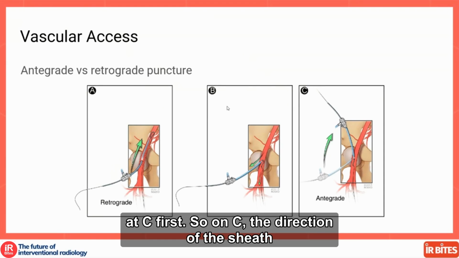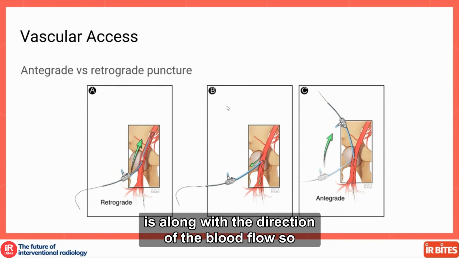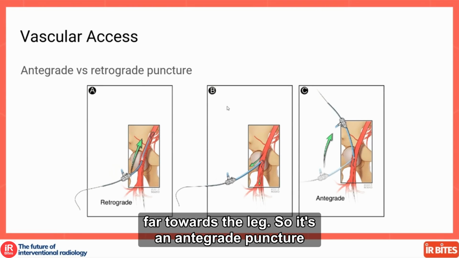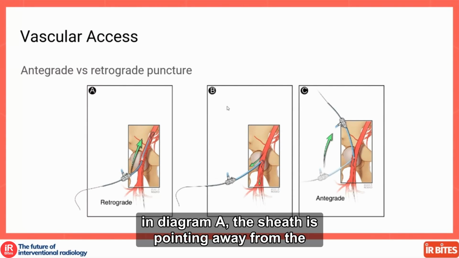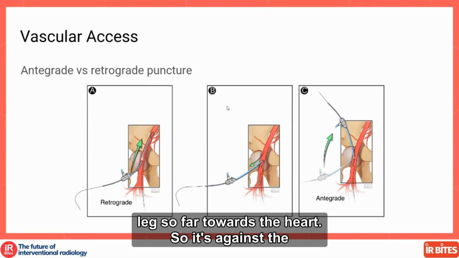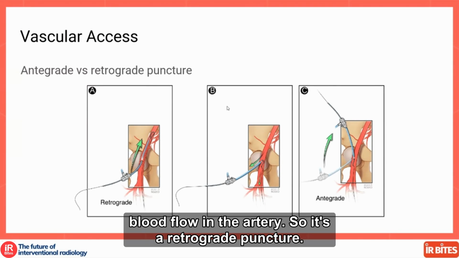So let's look at C first. On C, the direction of the sheath is along with the direction of the blood flow, towards the leg. So it's an antegrade puncture because it's with the flow of the blood. Whereas in diagram A, the sheath is pointing away from the leg, towards the heart. So it's against the blood flow in the artery. So it's a retrograde puncture.